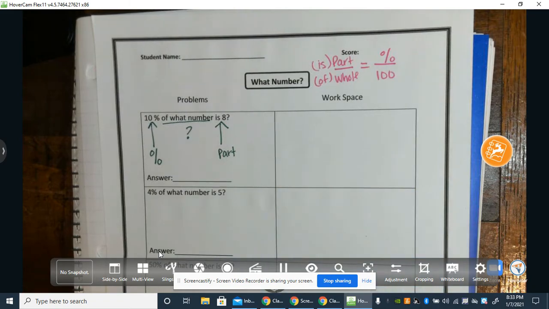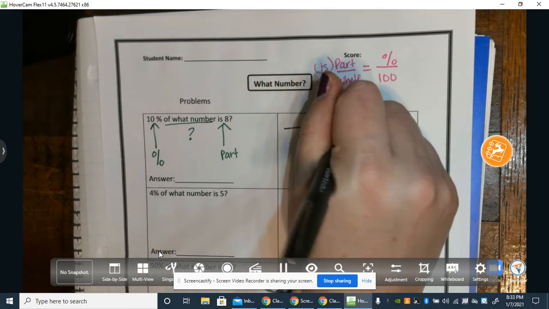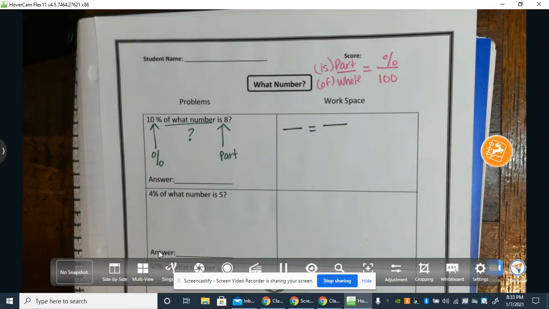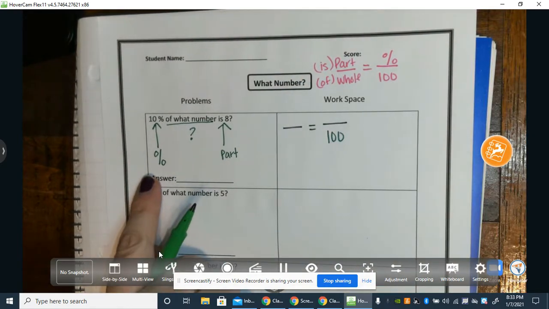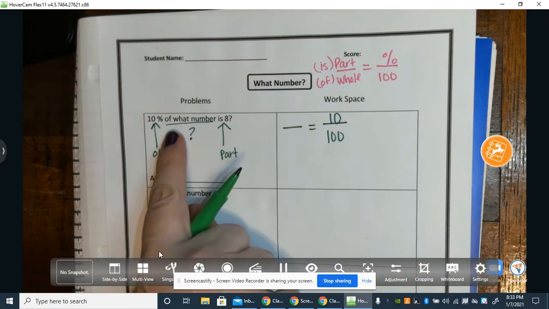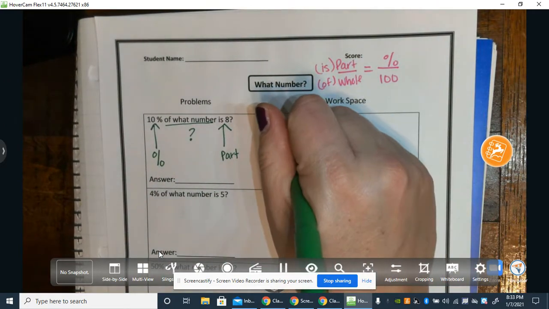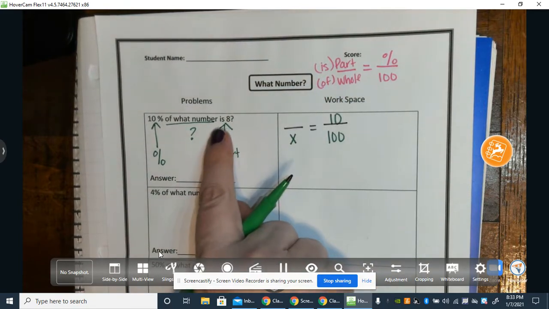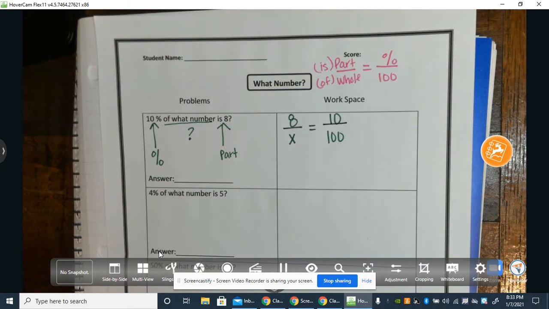So let's go ahead and set up our ratio. So we put 100 in the bottom right. We know what our percent is, so that's 10. It's going to go right here. Of what number? Well, of was our whole, so I'm going to put an X right there, is 8. So I'm going to put 8 right here. Okay.